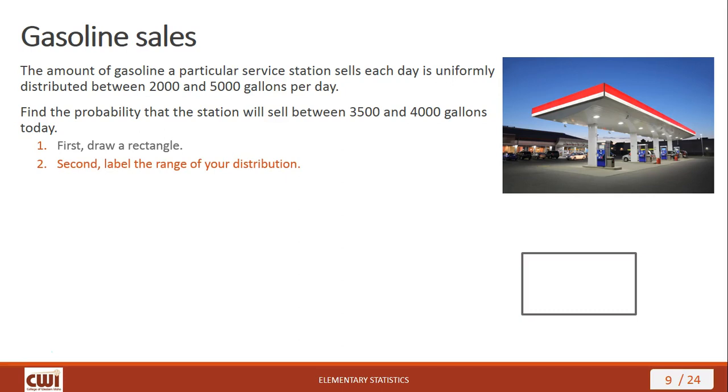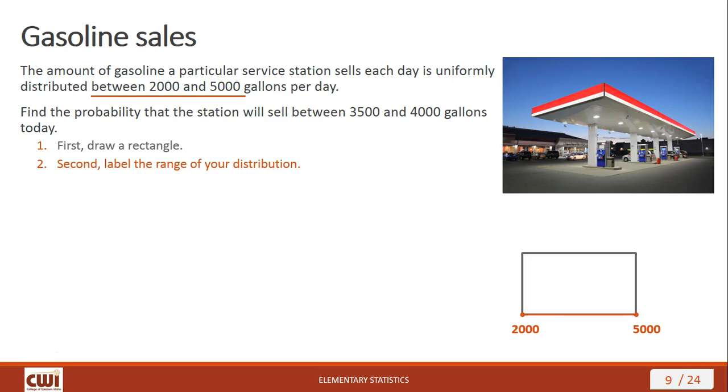So what's the range of this distribution going to be? I hope you said between 2,000 and 5,000. That's going to be the range for our distribution. So we're going to label our rectangle. 2,000 is the minimum value and 5,000 is the maximum value.